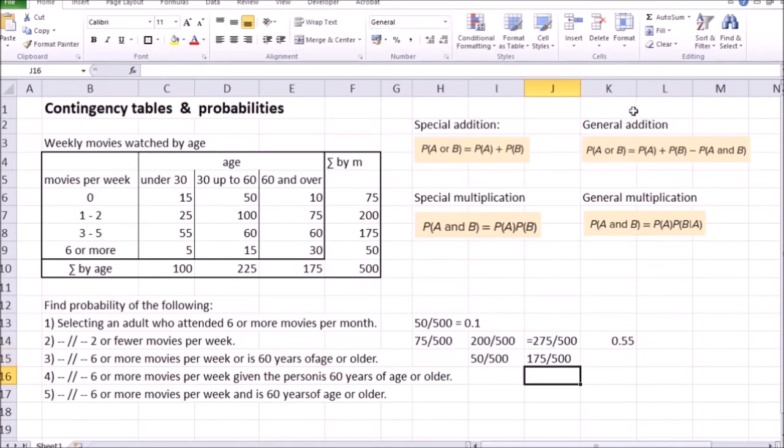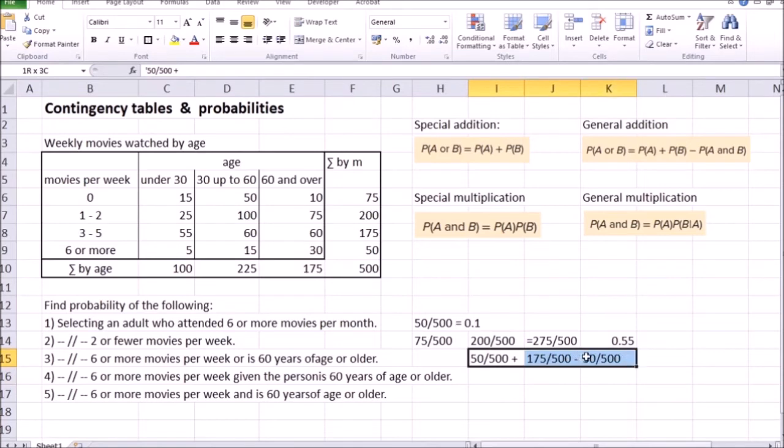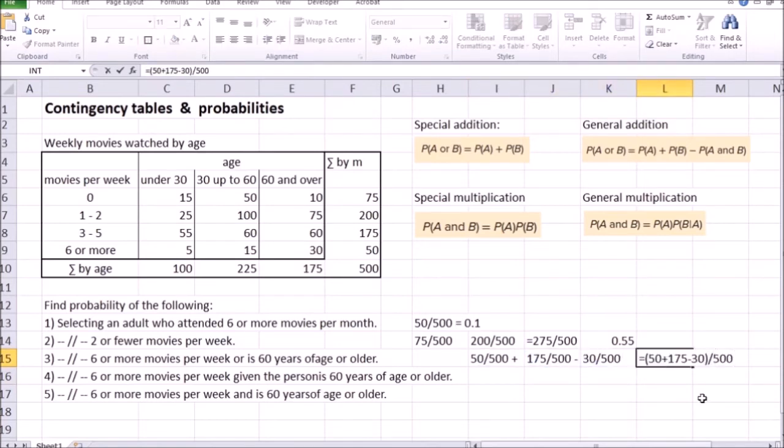Now, to use the general rule of addition, we add the probabilities as they are and subtract the joint probability of any random respondent being both in this age category and watching 6 or more movies. That refers to the intersection of the corresponding row and the corresponding column, which intersect at this number 30. So the joint probability that we have to subtract is these 30 respondents divided by 500. Because adding everybody in the column plus adding everybody in the row actually counts this number 30 two times. That's double counting, and we want to subtract that to avoid it. So this is the formula for our calculation, giving us a 39% chance.